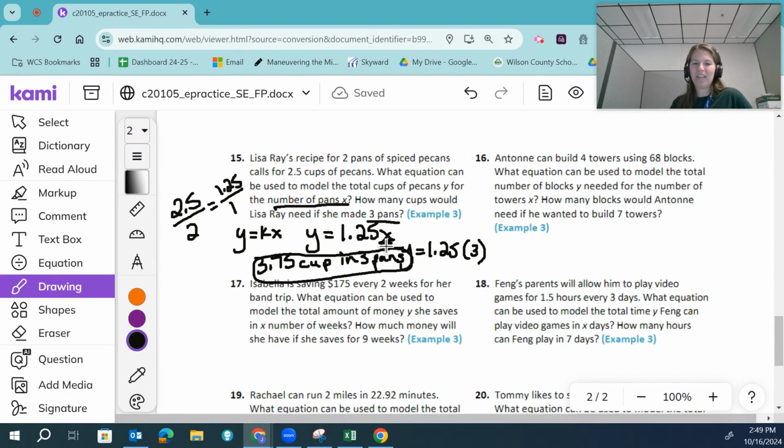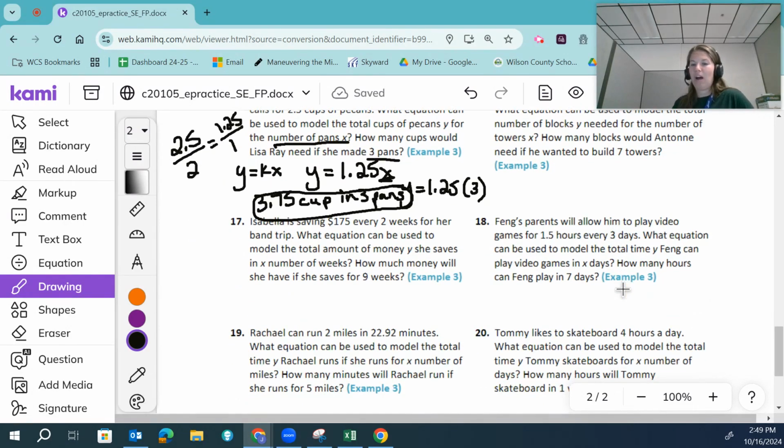All right, let's do another one. Feng's parents will allow him to play video games for 1.5 hours every 3 days. So 1.5 hours for 3 days. What equation can be used to model the total time Feng can play video games in x days?